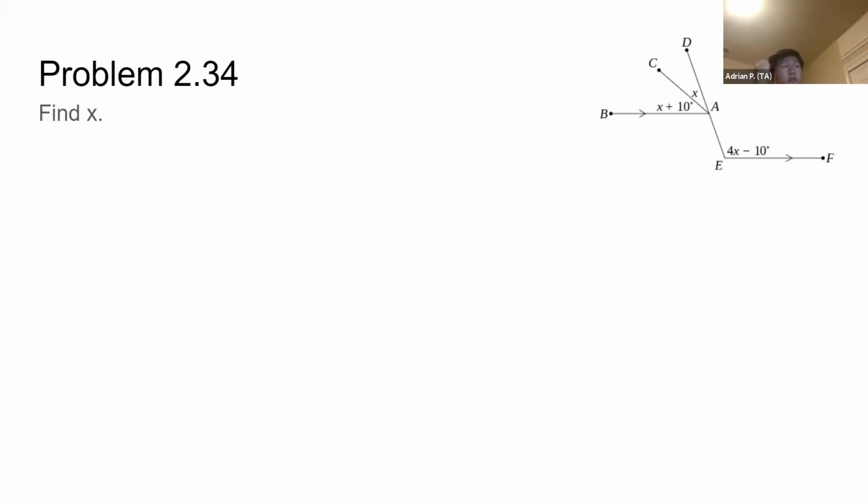Okay, so again, would someone like to explain this one? So how I did it is x plus 10 plus x plus 4x minus 10 equals 180 degrees. How you make that conclusion is you can just slide angle AEF up to align with line DA, and you see that it creates a straight line.